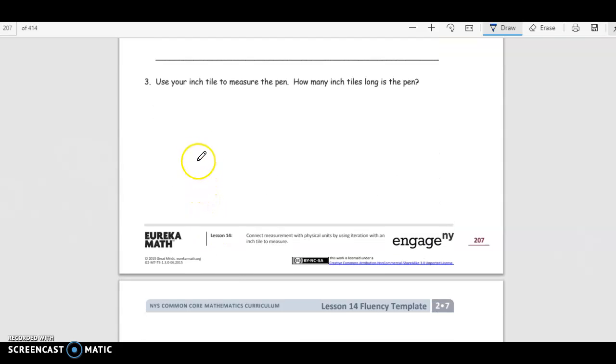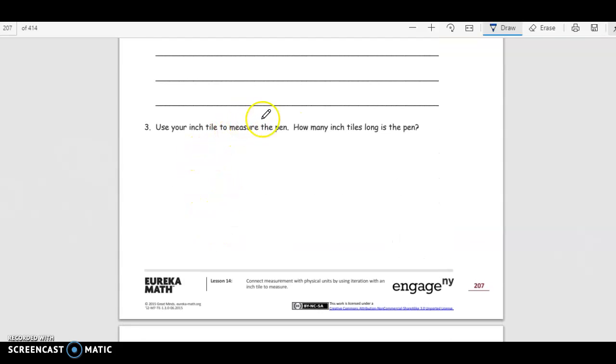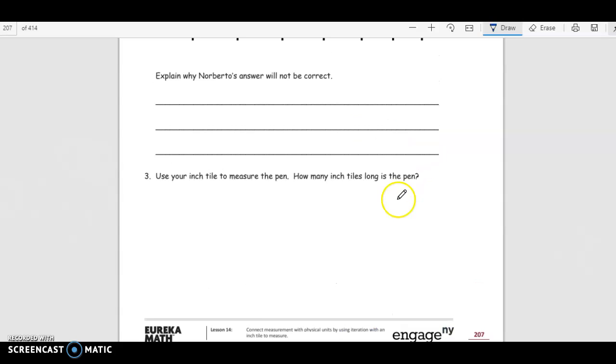And the last one, use your inch tile to measure the pen. How many inch tiles long is the pen? So even though it says inch tile, you can replace that with a ruler if you're using a ruler.